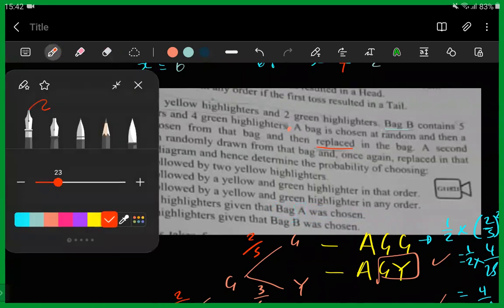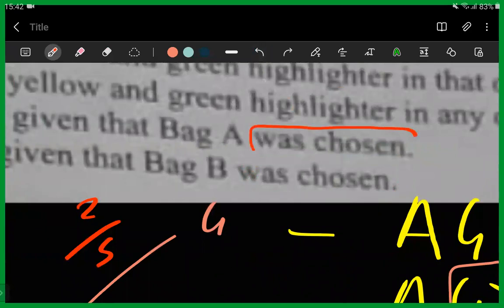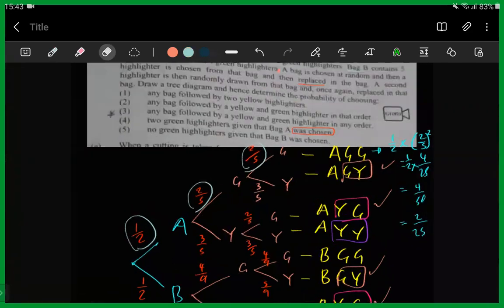So if they say bag A was chosen, it means that when bag A was chosen, you have to consider that probability also. So the probability that bag A was chosen is a half. And then the probability that you get green is 2/5. And then the probability that you get green afterwards is another 2/5. That's how you multiply all the probabilities. If I'm being honest with you, I'm not agreeing with you here. No, I get you.